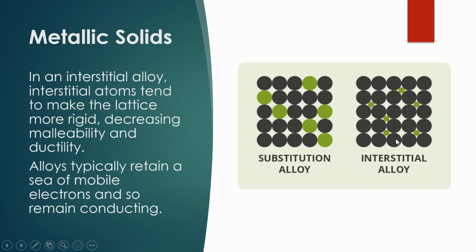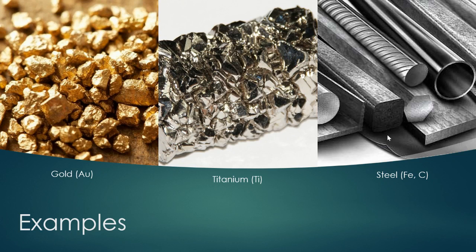Or you have what's called an interstitial alloy. And interstitial alloys have atoms that are much smaller than the metallic atom, and those fit in between the atoms. Usually, interstitial atoms can make the lattice a lot more rigid and decrease their malleability and ductility. So you have a lot harder metals with interstitial alloys. There's still a sea of electrons, so you still have the properties of conducting electricity and heat, but now they're more rigid with those interstitial alloys in there.